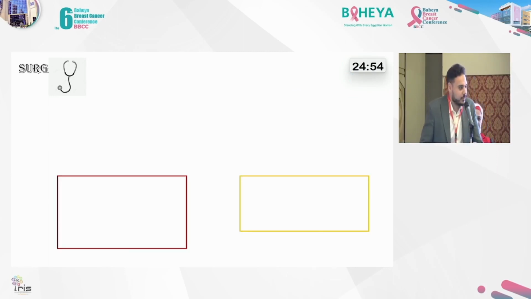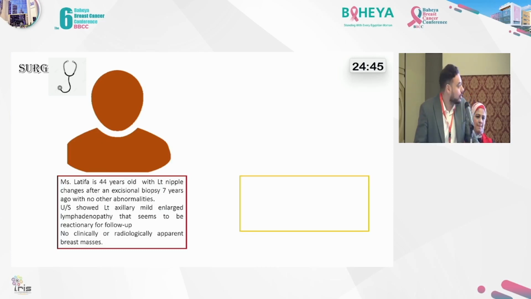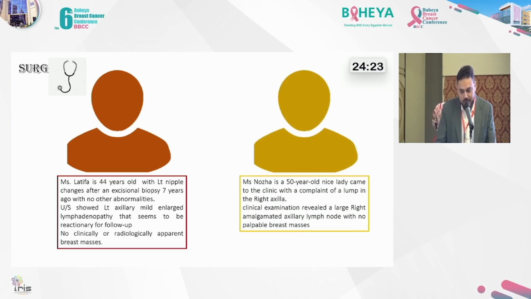Good afternoon, everyone. I'm Muhammad Abdelaziz, Assistant Lecturer at Al-Azhar University. Today we have a talk about occult breast cancer. We have two cases to be presented. Ms. Latifa is a 44-year-old female with left nipple changes after an excisional biopsy 7 years ago with no other abnormalities. Ultrasound showed left axillary mildly enlarged lymphadenopathy that seems to be reactive, for follow-up, and no clinically or radiologically apparent breast masses. The second case is Ms. Nusa, a 50-year-old lady who came to the clinic with a complaint of a lump in the right axilla. Clinical examination revealed a large right matted axillary lymph node with no palpable breast masses.